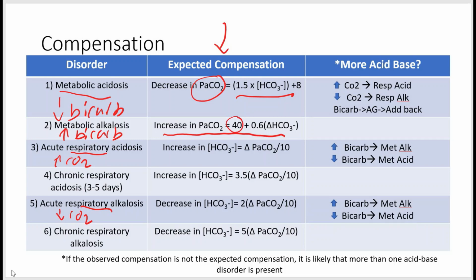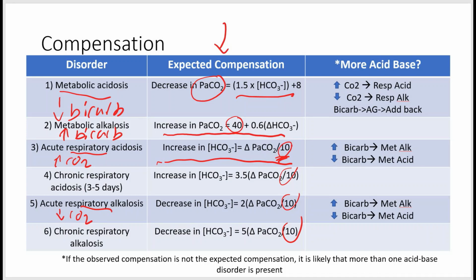So the rest of the expected compensation deals with respiratory. You have acute respiratory acidosis and chronic respiratory acidosis. You have acute respiratory alkalosis and you have chronic respiratory alkalosis. So you can see here that 10 is always involved. In acute respiratory acidosis, the expected compensation is shown here. Here it is saying the delta PaCO2 divided by 10 will give you the expected increase in the bicarb.